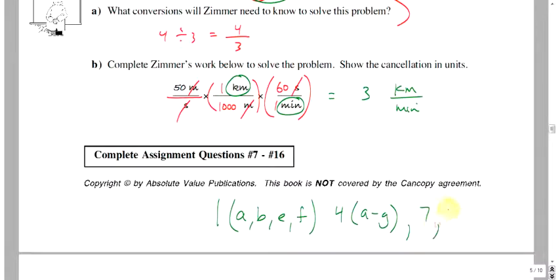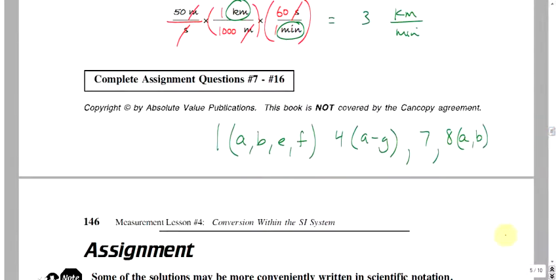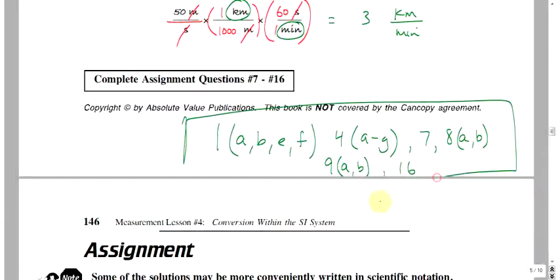8AB. 9, just AB, and number 16. And all is with dimensional analysis, okay?